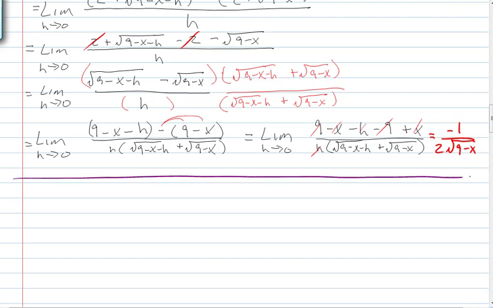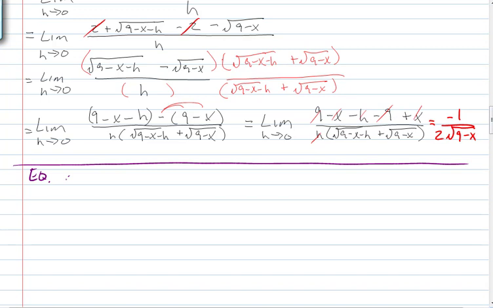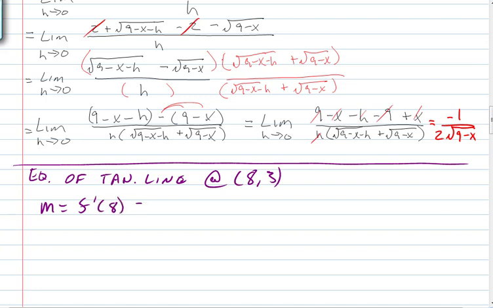So what is our point going to be? If you don't remember, it's up there. 8,3. Equation of tangent line at the point 8,3. So there's our point. Our slope is going to be equal to f prime of 8. So that's going to be negative 1 over 2 square roots of 9 minus 8, which is going to be negative 1/2.